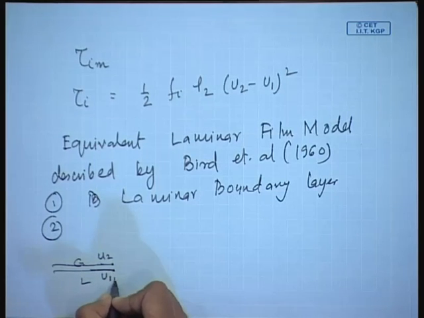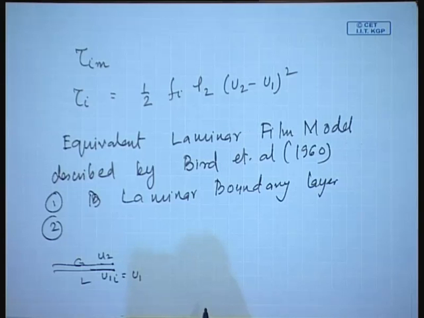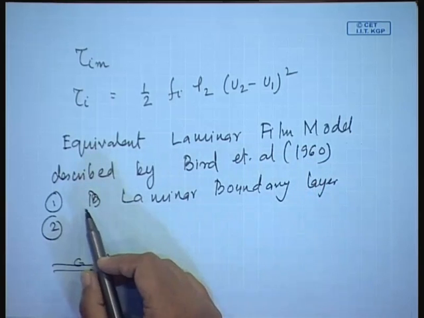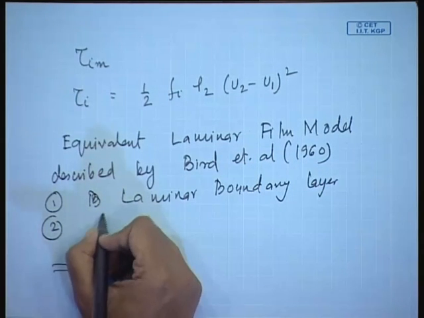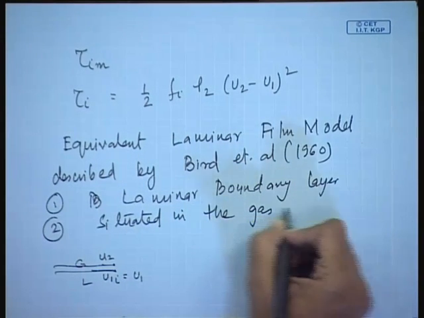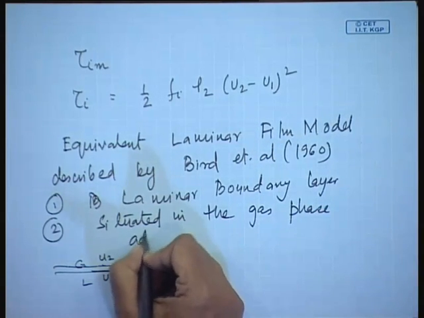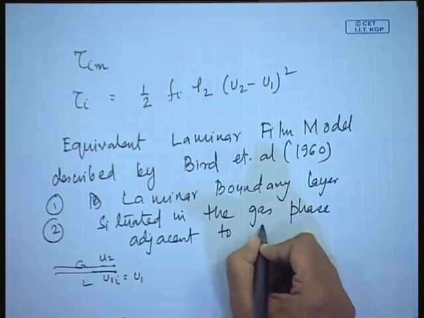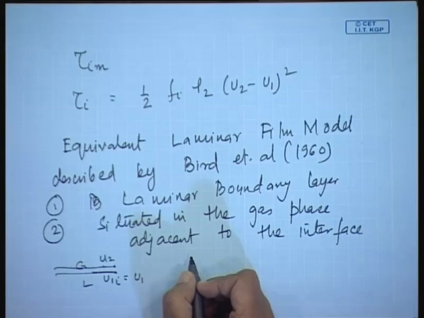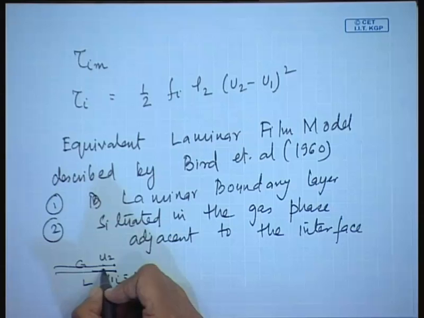Say u1, as a first approximation we take this as u1. This is the assumption of this equivalent laminar film model. What does it assume? It first assumes that the boundary layer is laminar, and secondly, this boundary layer is situated in the gas phase adjacent to the interface.